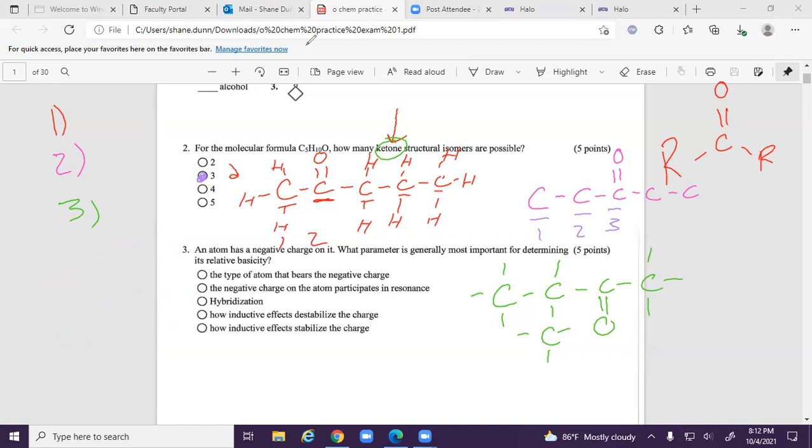Any questions on this one? Yeah. It has to be bound to a secondary carbon. Yes, because it requires a double bond, which is two bonds already, right? And it has to have two R groups, so that has to be your two other carbons.